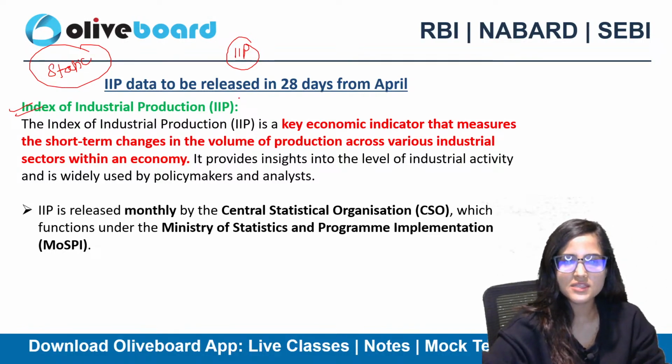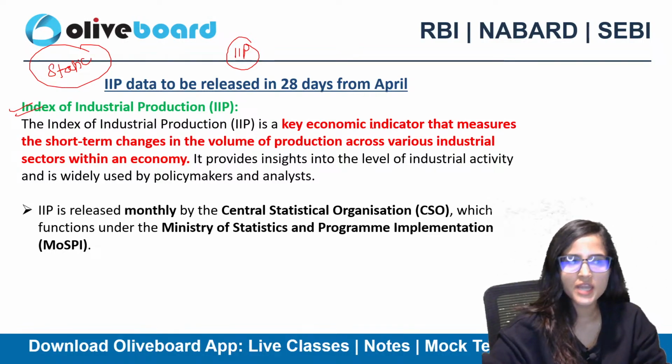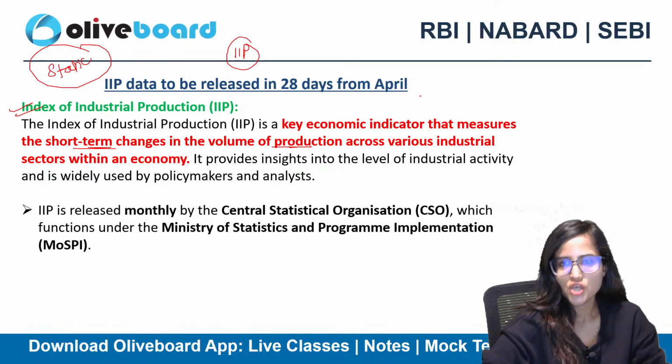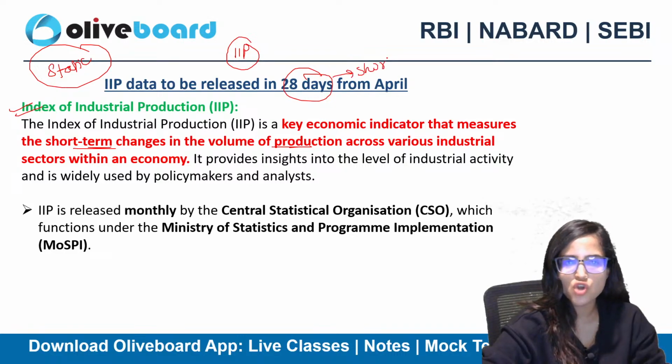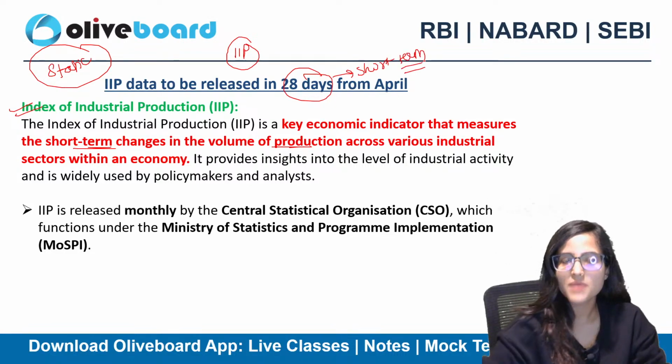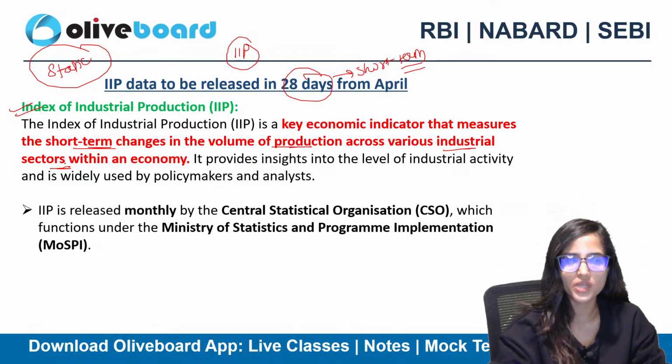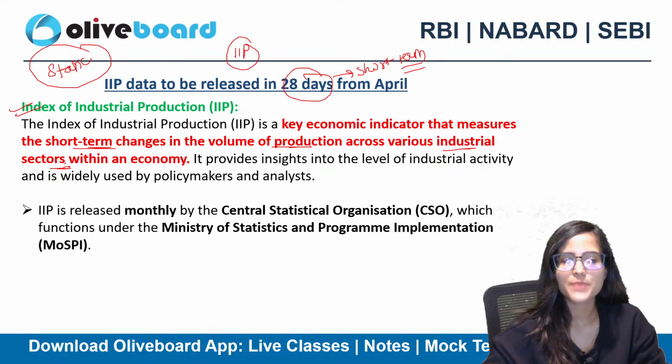So IIP is a key economic indicator. It measures the short-term changes in the volume of production. Because we are seeing it within a time frame of 28 days, we are seeing it for the short term only. It shows how the volume of production is changing across industrial sectors in the short term. That is what IIP is.